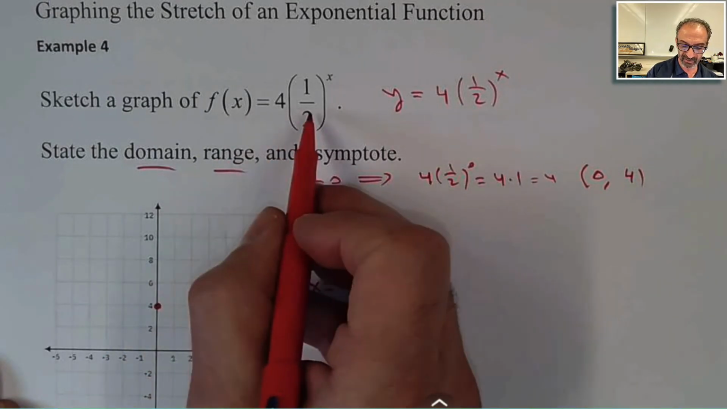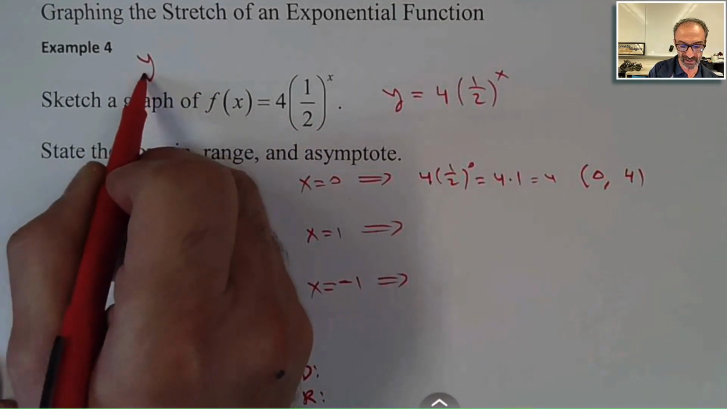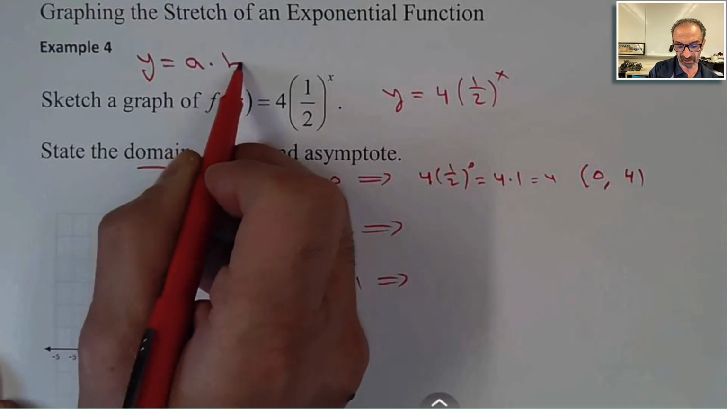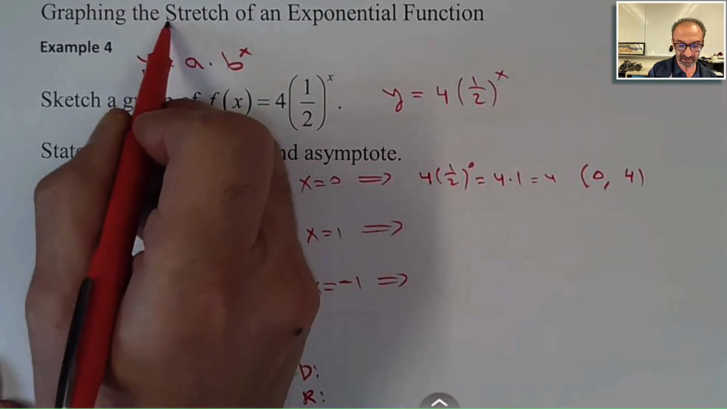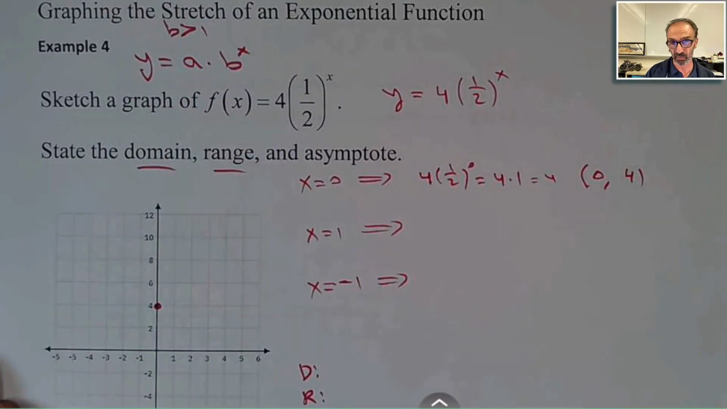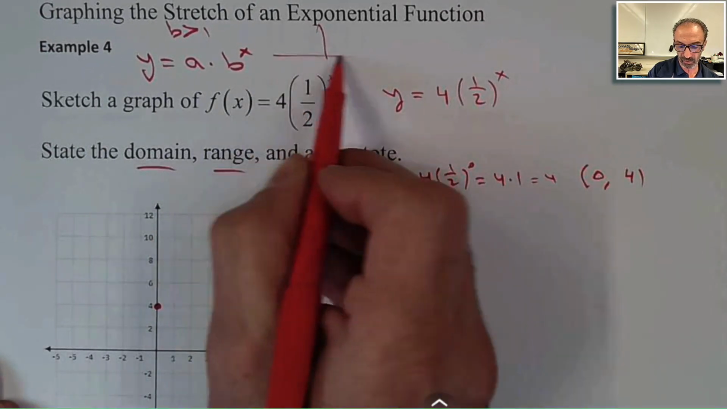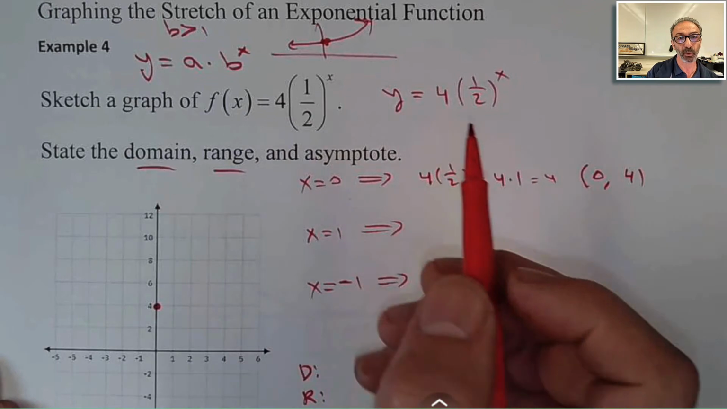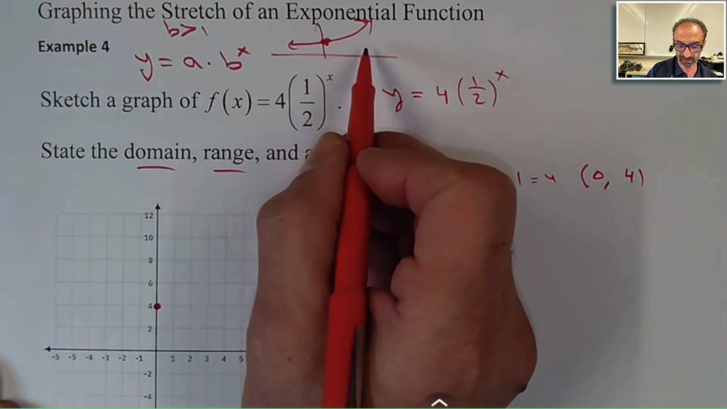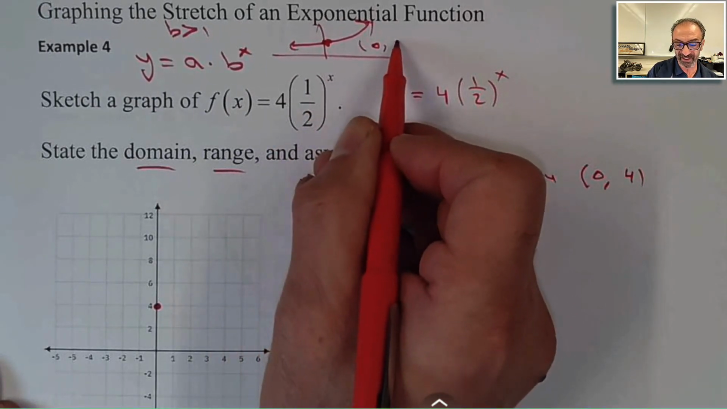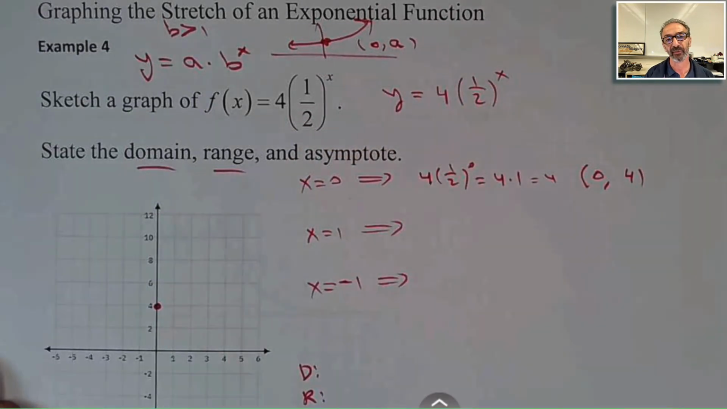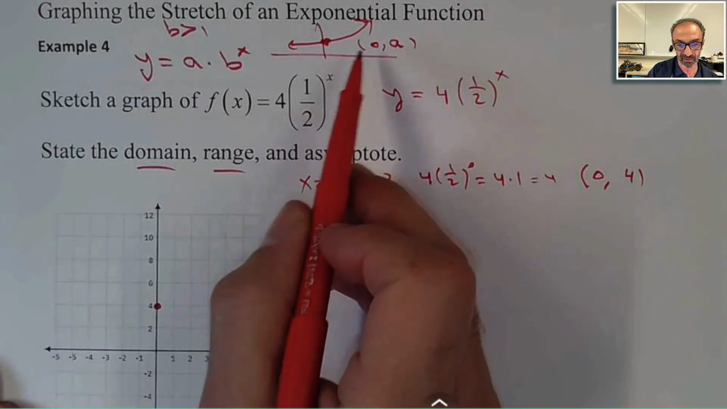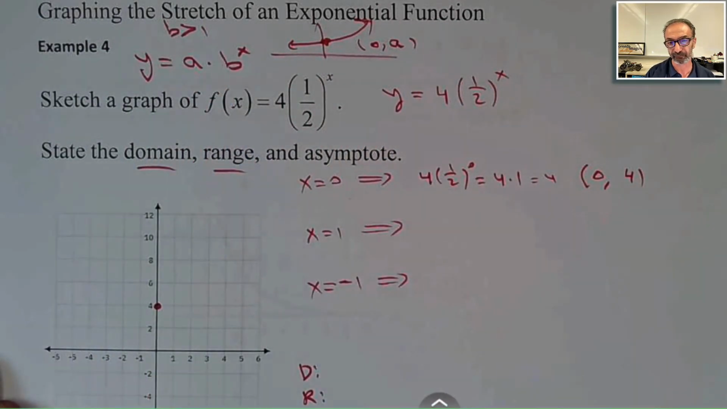So whenever you have something like y equals a times b to the x, and b is greater than 1, it's exponential growth, and you are looking at this type of exponential growth function where this point is (0, a). That's your initial amount, sometimes what we call a.